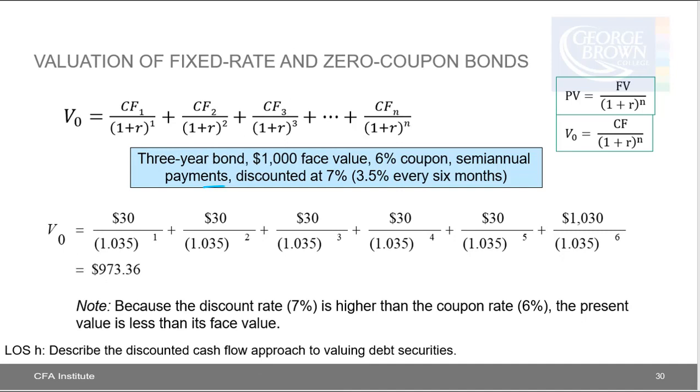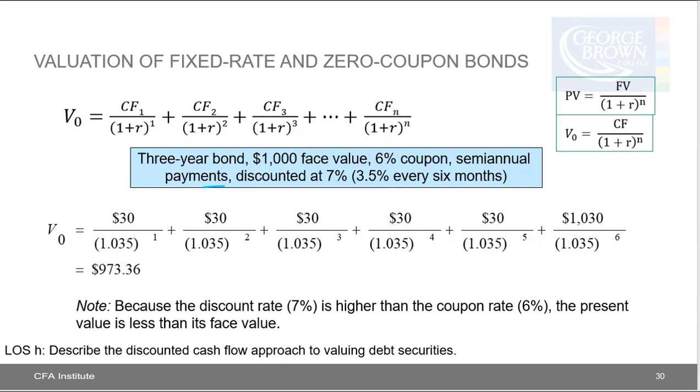Okay, I'm not going to spend a lot of time on this slide, but this is from the previous chapter, Chapter 9 on fixed income securities. If you haven't seen the video, go back and look at it. You can see this was the valuation of a fixed rate bond, a 3-year bond, $1,000 face value, 6% coupon, semi-annual payments, discounted at 7%. And so you can see that's 3.5% every 6 months because it's a semi-annual payment.